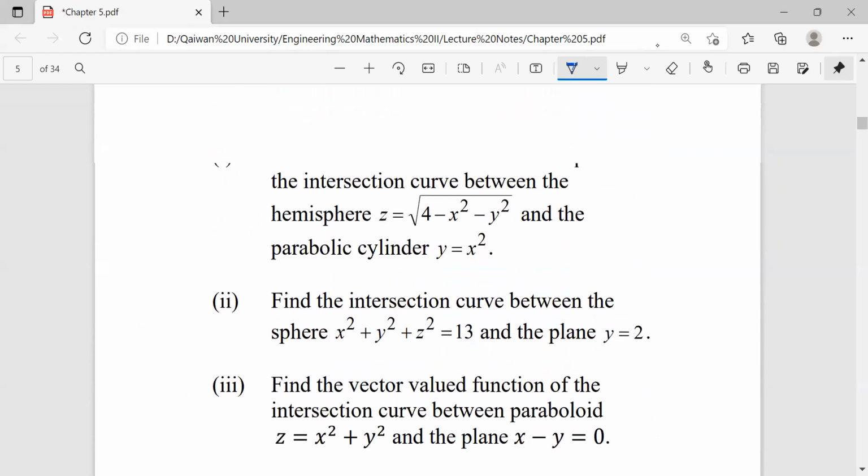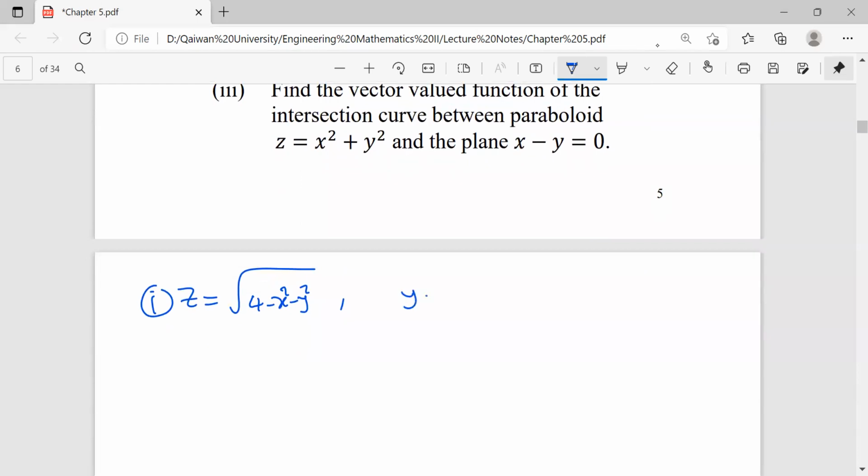And y equals x squared. We can introduce one of these 2 variables by the parametric equation. One of these 2, y to be t, or x to be something. It's okay, you can let y be a parametric equation or x be a parametric equation.